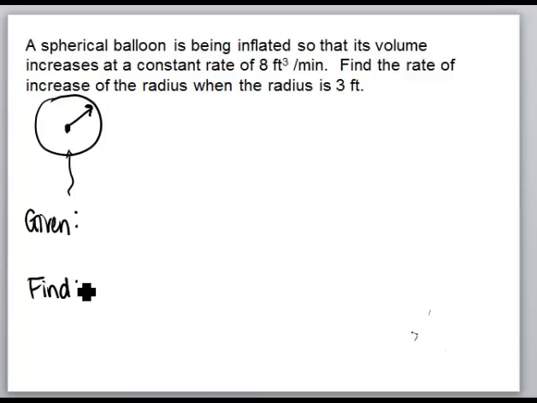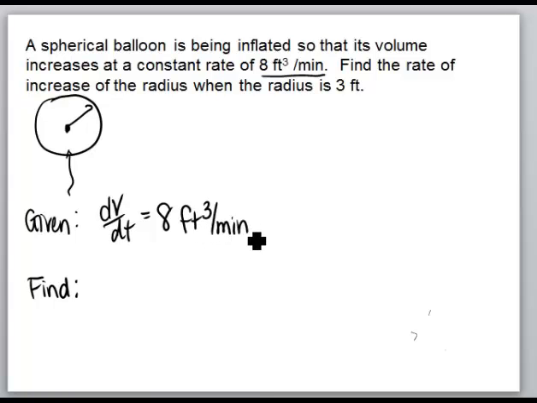What am I given? Well, I see one number up here, 8 cubic feet per minute. That gives it a way of how I'm going to label it. Cubic feet would be volume, so I'm going to have dV over dt equals 8 cubic feet per minute. Find the rate of increase of the radius. So find dr over dt when the radius is 3.